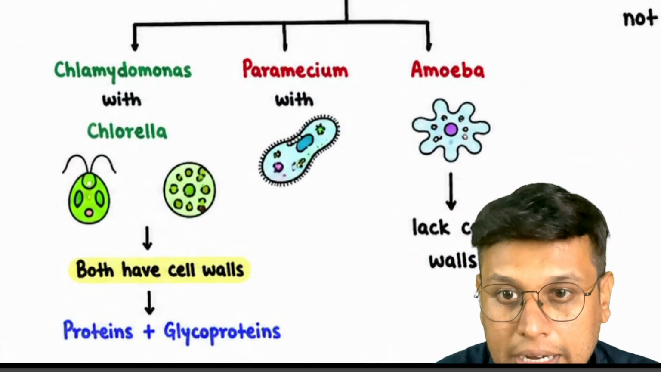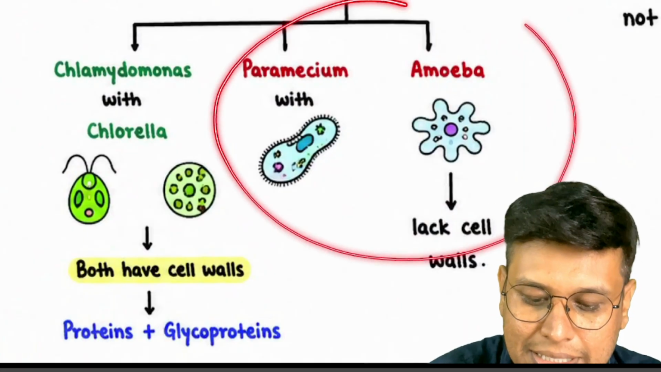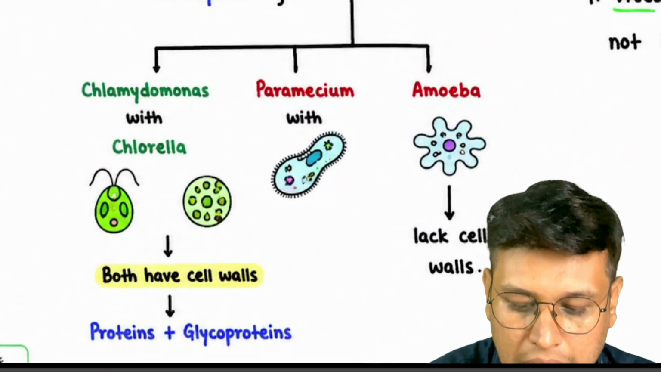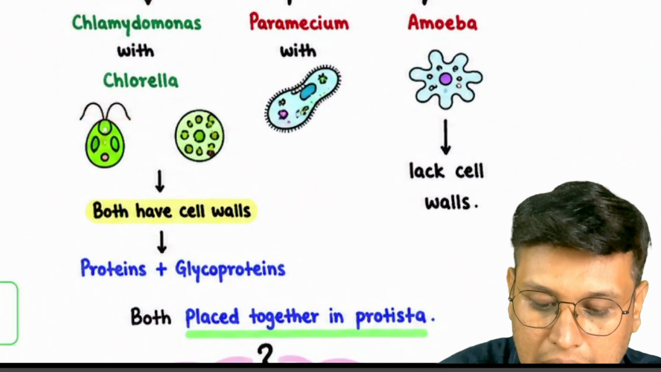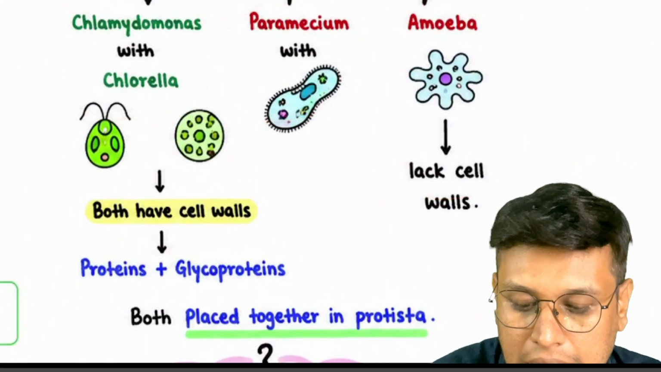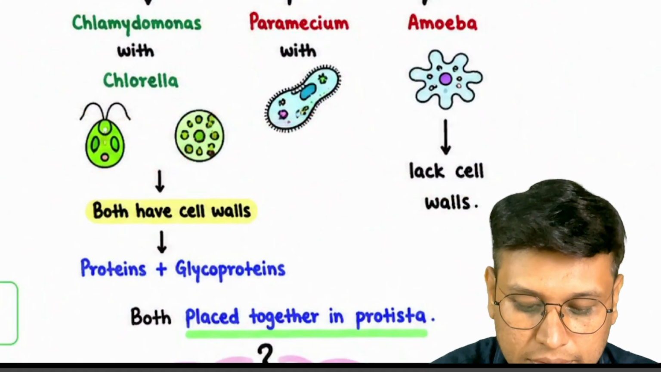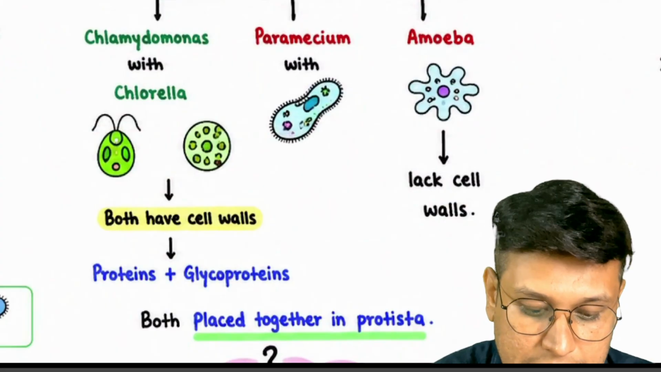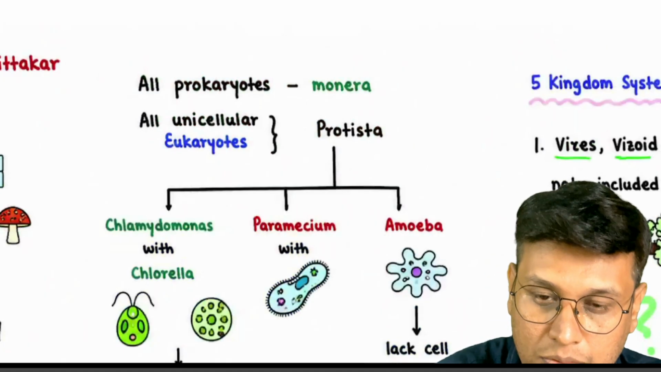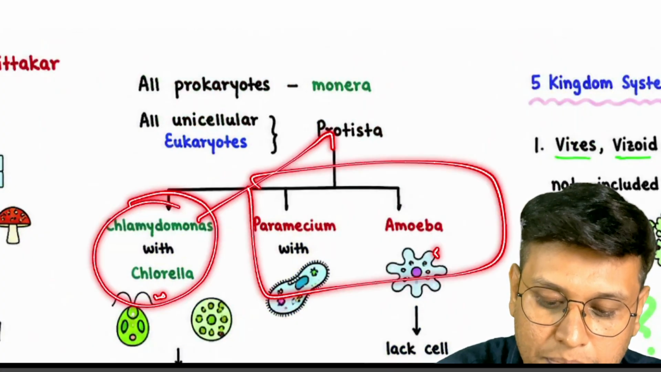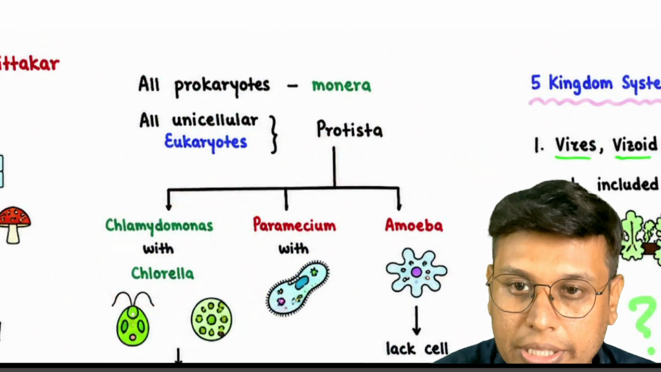In Protista, a new thing has happened. Earlier, we have seen Chlamydomonas, chlorella, or diatoms and dinoflagellates were placed separately from protozoans because of the cell wall. Here, multiple things are considered. In Protista, Chlamydomonas with chlorella, and Paramecium and amoeba, these two lack a cell wall, these two have a cell wall, but they are still put together in Protista. Why? Earlier they were separated, but now they are put together.